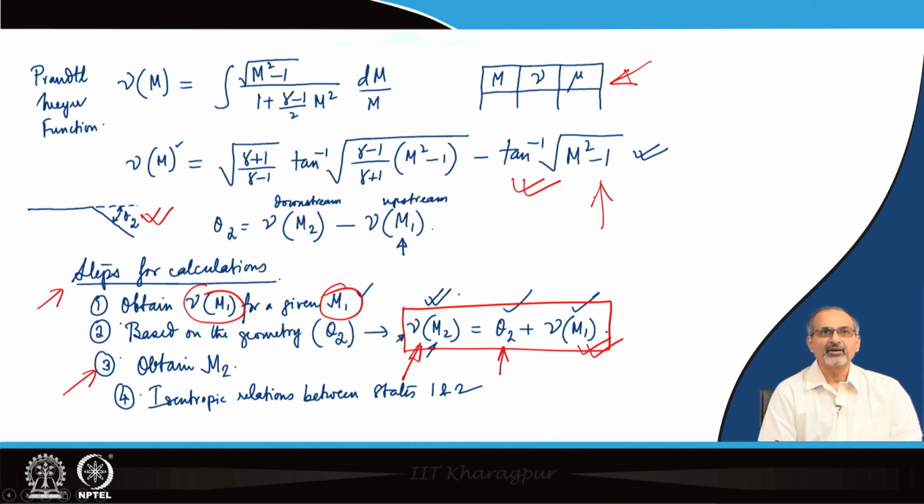Once you find the downstream Mach number M2, you use isentropic relations between states 1 and 2 to calculate the properties in region 2. So, these are the steps to be followed.